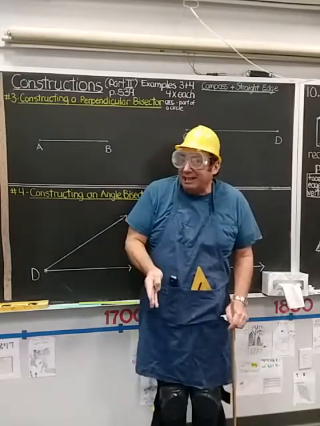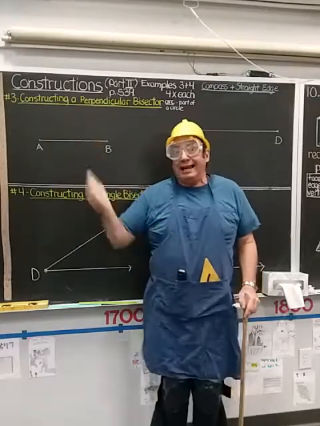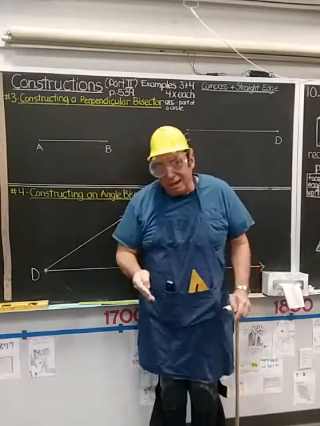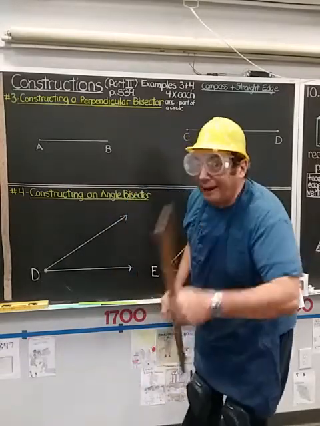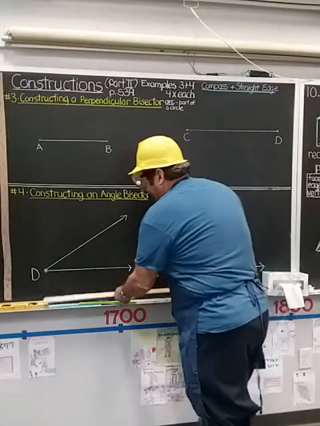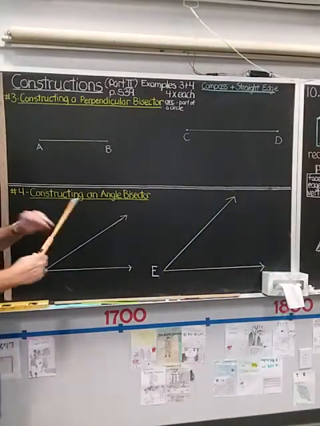And the line I'm going to draw that is going to cut that in half is going to be a perpendicular line. It'll make perfect square corners. I don't need a protractor to do this. Watch. All I need is my compass and a straight edge. Here's what I do first.